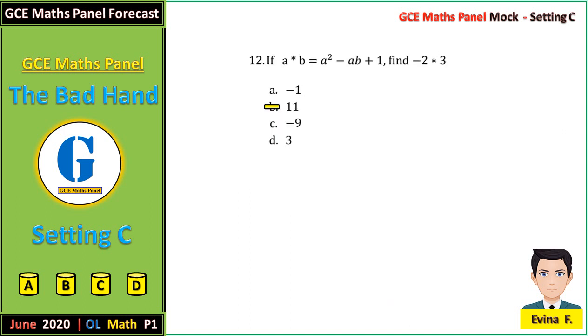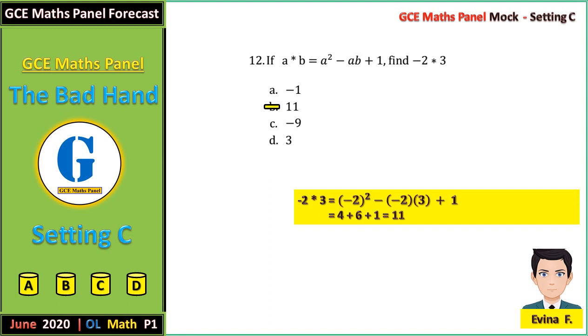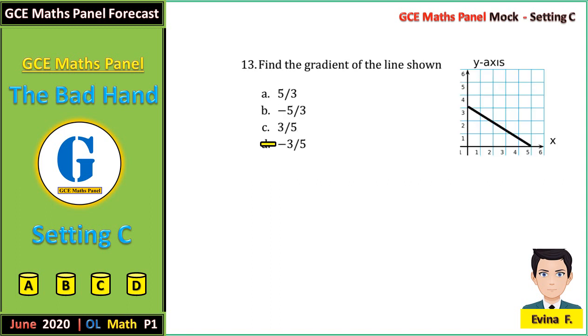Question 12, if a star b equals a squared minus ab plus 1, find minus 2 star 3. You just have to put in the values and substitute just like in the previous question, and that equally gives you 11. Question 13, find the gradient of the line shown.